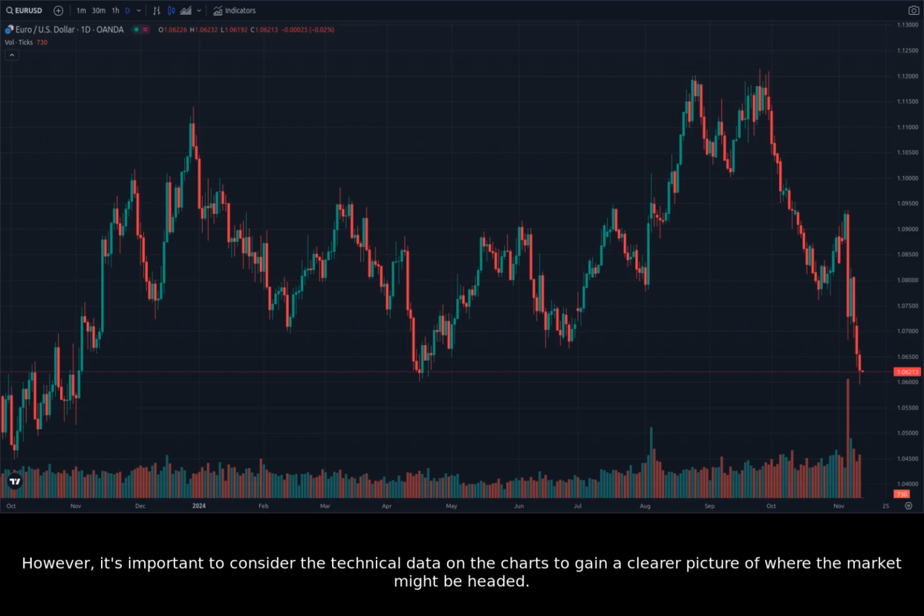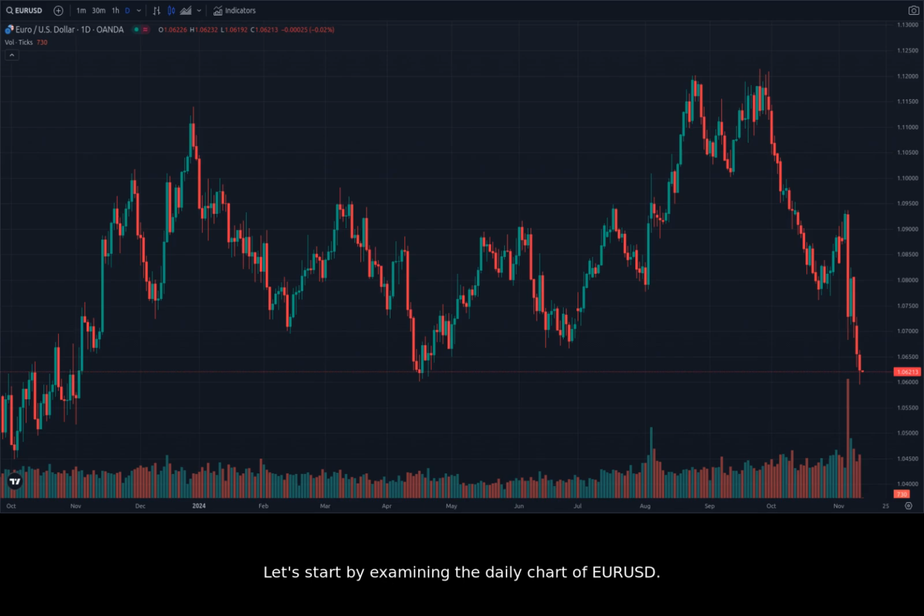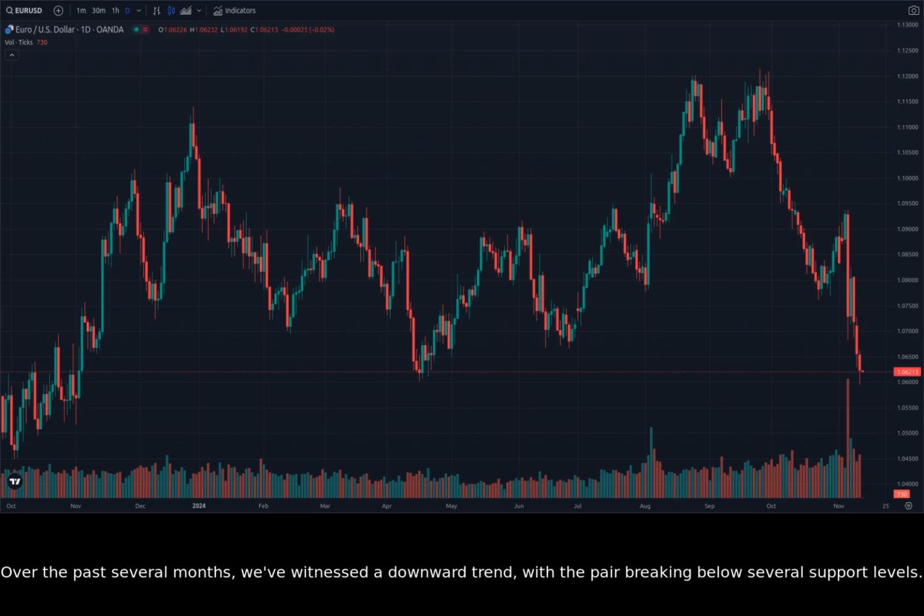However, it's important to consider the technical data on the charts to gain a clearer picture of where the market might be headed. Let's start by examining the daily chart of EURUSD. Over the past several months, we've witnessed a downward trend, with the pair breaking below several support levels.